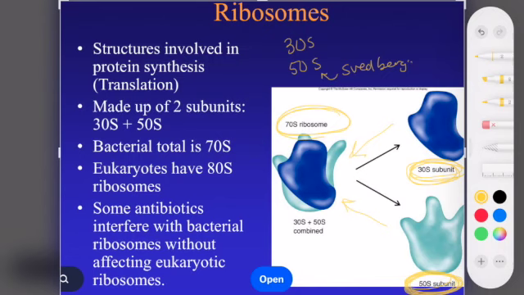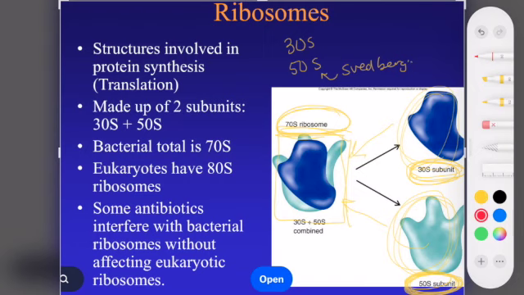And so Svedberg unit is a measure of how a molecule will move through a sort of liquidy medium in a centrifuge. So it has to do with size, weight, as well as shape. And when you put the 30S and the 50S together, the shape that it gives them, it will move basically 70 units in a centrifuge, not 80. All right, so don't get confused about that.